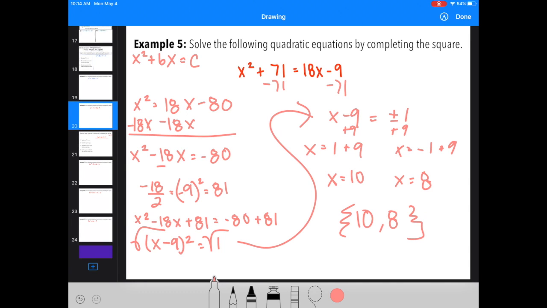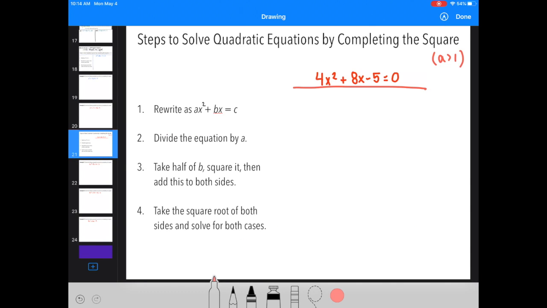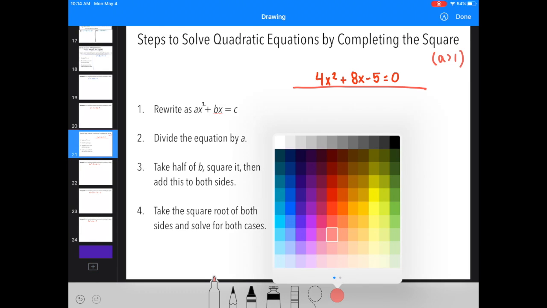A couple more problems. What happens if I have an a value, or that coefficient? We're going to rewrite our equation into the same format. I'm going to go blue now.